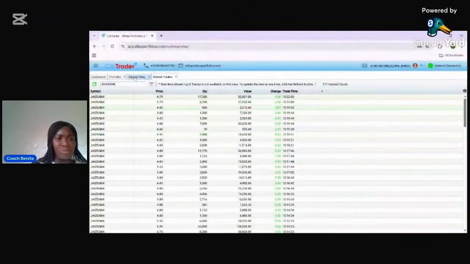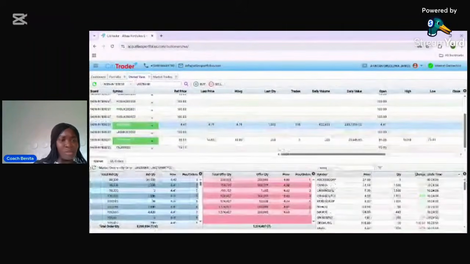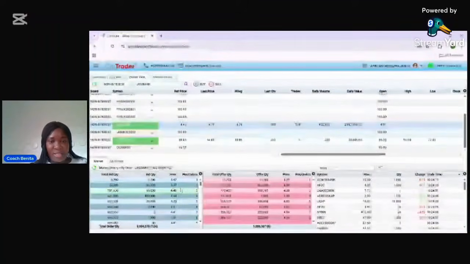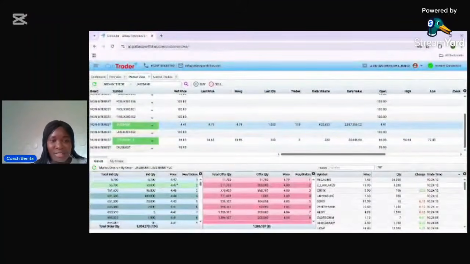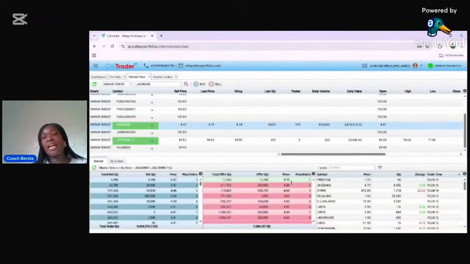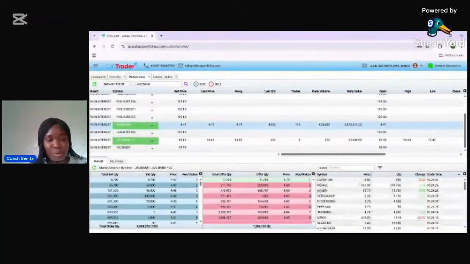So let's go back to market view. How do you now make a decision? I'm going to refresh this now. When you come back here, you can see that nobody is ready to go above 4 naira 47 as we speak presently. And if you come here too, no one is ready to go below 4 naira 79 as we speak presently. So as an investor, as a trader, what do you do?